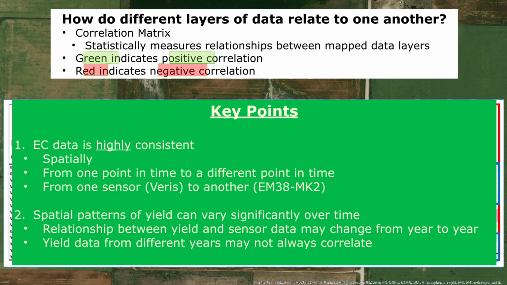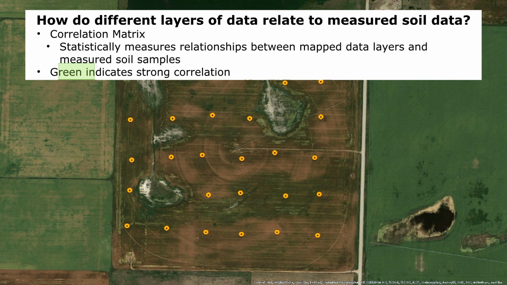So now that we've looked at how our sensor data relates to and describes variability in the field, we wanted to look at what our sensor data can tell us about soil properties in the field. So we compared our map data to soil samples that we had taken in the field and looked at what relationships are there and what kind of information the sensors could give us about soil properties in the field.